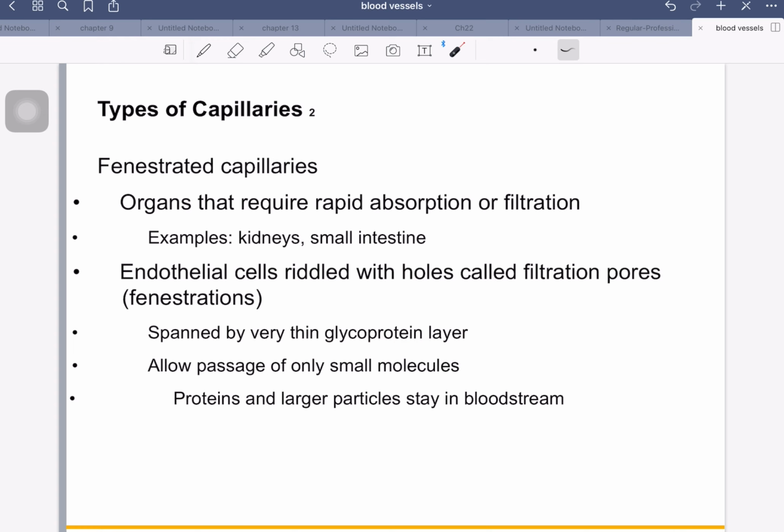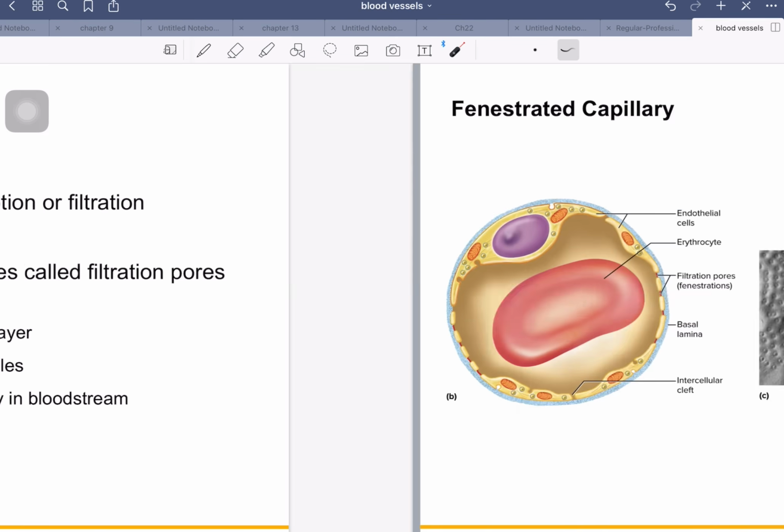Now, what's the advantage of having these fenestrations? It allows for the passage of more things than a continuous capillary, but not everything. We're talking fairly small molecules. So that ensures that things like proteins and larger particles will stay in the blood, but certainly more things can come and go versus the continuous capillaries.